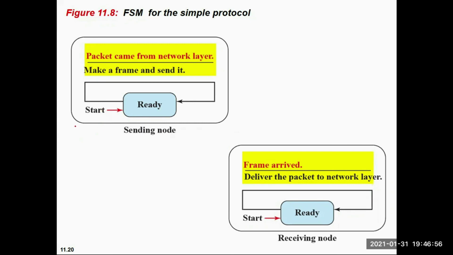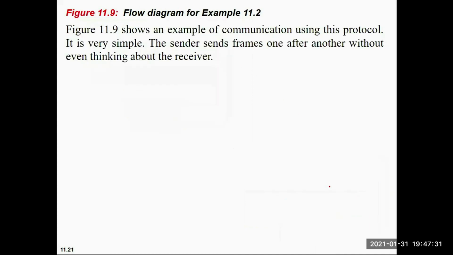If we say what will happen at the sending node, the packet will come from the network layer, and the data link layer will make a frame and send it. At the receiving end, the frame will arrive, it will be processed in the data link layer, and the packet is delivered to the network layer. So these things will happen in a synchronous manner in the simple protocol.